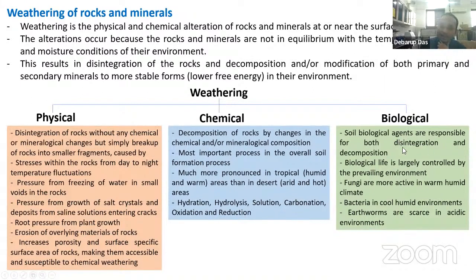Soil biological agents are responsible for both disintegration and decomposition. Biological life is largely controlled by the prevailing environment. For example, fungi are more active in warm humid climate. Bacteria are more active in cool humid environments. Earthworms are scarce in acidic environments like those. So based on the environment, the biology varies, and the biological agents in the soil will have their own bearing on weathering. They will secrete some acids, some organic ligands, and they will cause some chemical reactions.